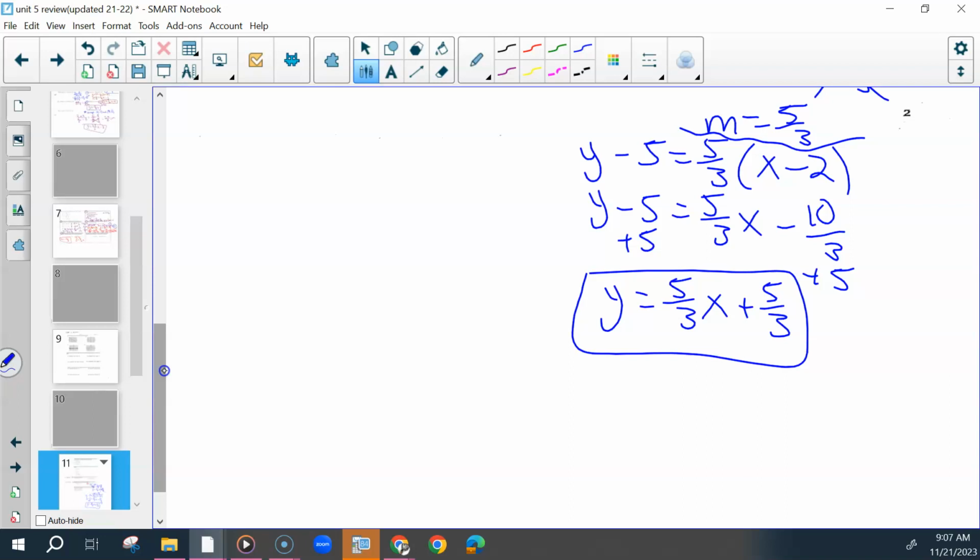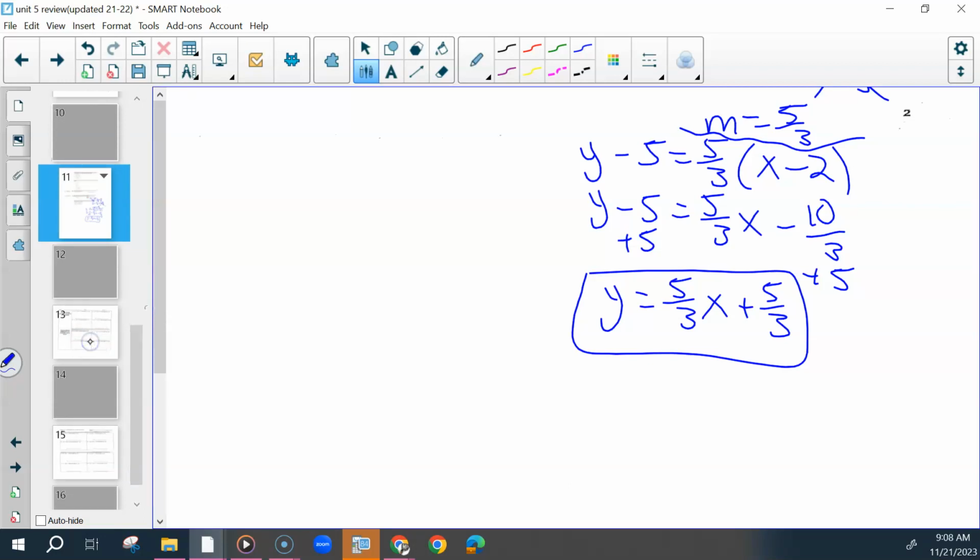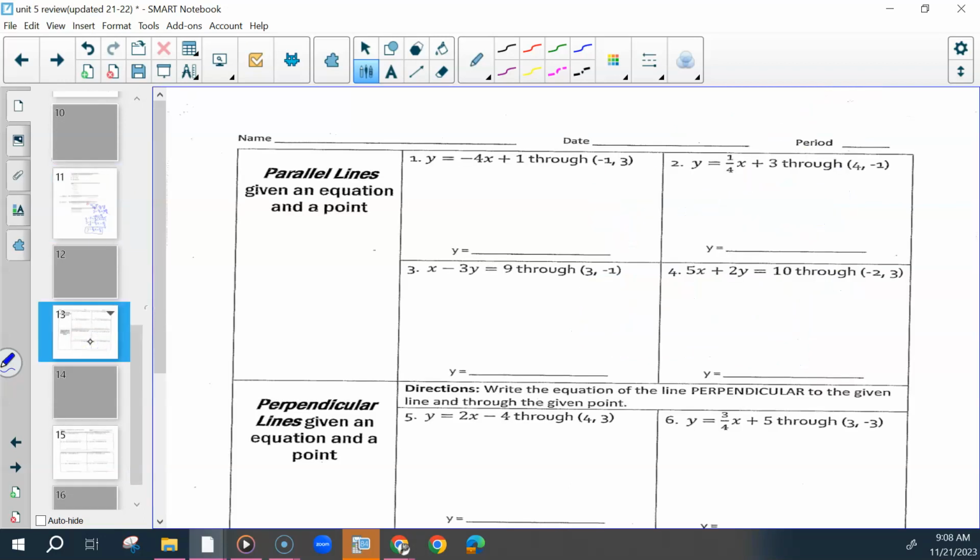Go on to the next page. These are all just parallel lines, perpendicular lines, very similar to the last one we just did. Are there any of those questions we want to go over, have questions about? 6. Can you do 4 too? 4.